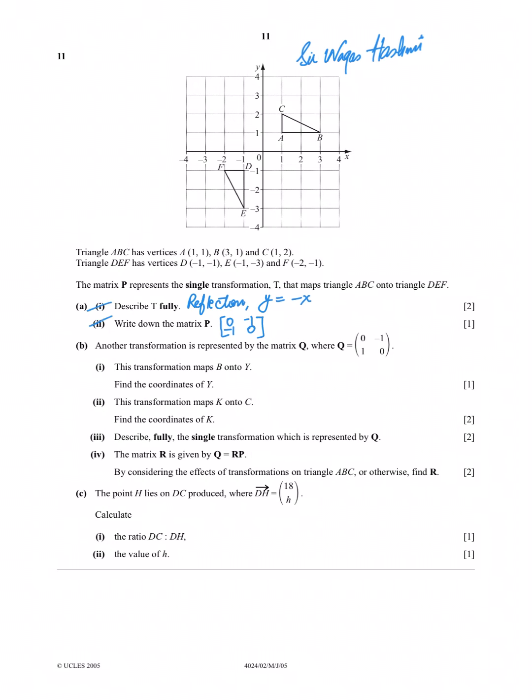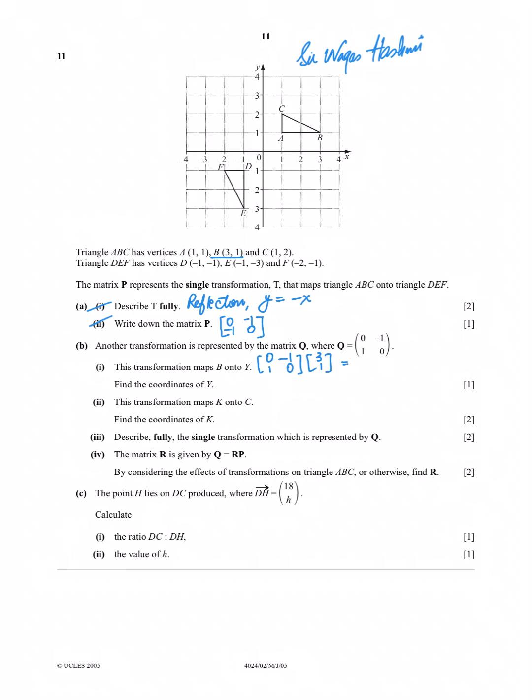Alright, so that is your two parts. Part B. Another transformation is represented by the matrix Q, 0, 1, minus 1, 0. This transformation maps B onto Y. So the transformation is Q, that is 0, 1, minus 1, 0, and we need to apply it on B, and the coordinates of B we have is 3, 1. So now we need to multiply the brackets.